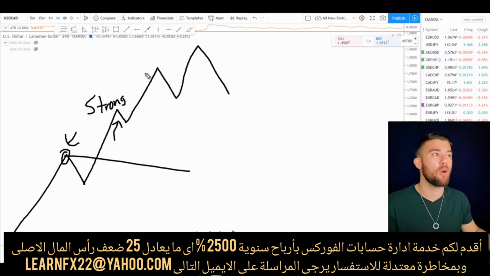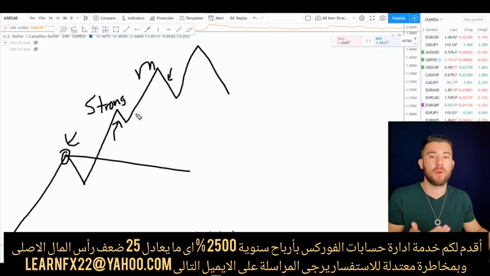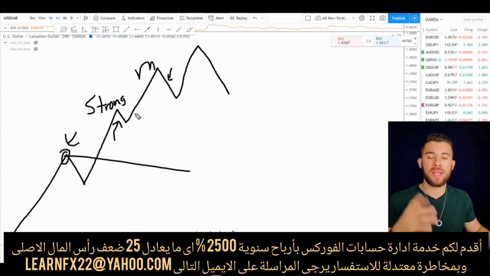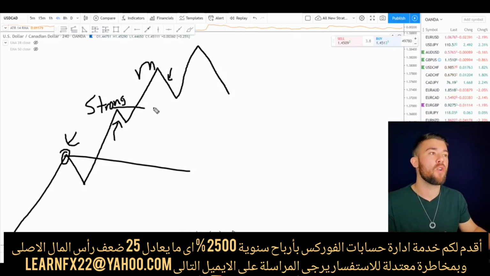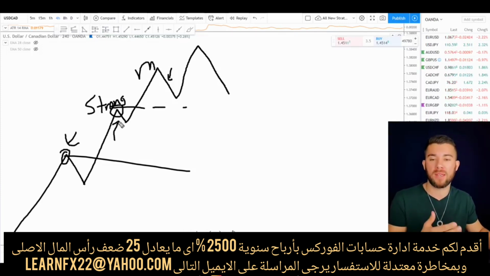And for a medium pullback, which would be this one right here, a medium pullback is going to be somewhere between a 50% retracement and around a 70% retracement, and normally comes right into the previous level of resistance that was broken in an uptrend.